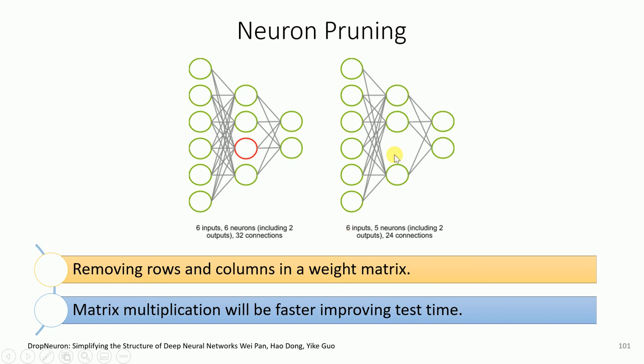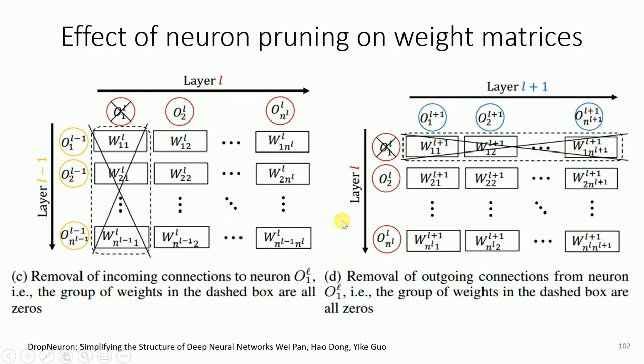And one more way of pruning is to remove the neuron itself. If a neuron is removed from a particular place, all the connections associated with this neuron will be removed. So this is one more way of pruning, right? If we prune the neuron, then the weights associated with that particular neuron are removed, as in the column. And if we remove some of the inputs or the weights, then there will be a horizontal reduction.